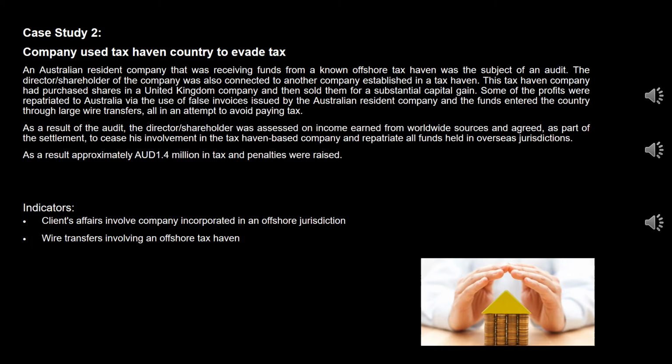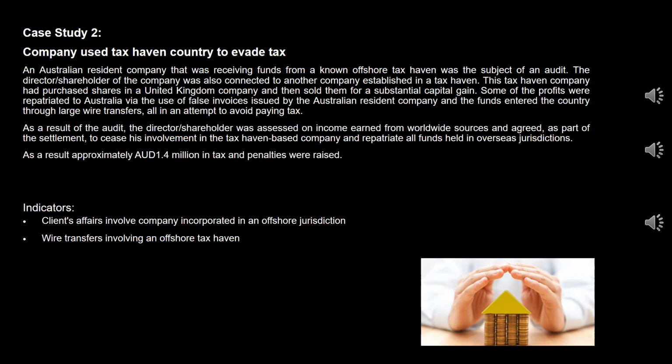An Australian resident company that was receiving funds from a known offshore tax haven was the subject of an audit. The director of the company was also connected to another company established in a tax haven. This tax haven company had purchased shares in a UK company and then sold them for a substantial capital gain. Some of the profits were repatriated to Australia via the use of false invoices issued by the Australian resident company, and the funds entered the country through large wire transfers, all in an attempt to avoid paying tax.